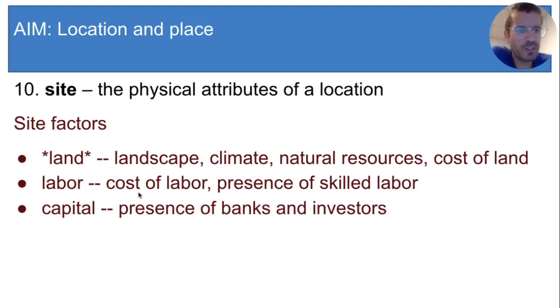Geographers identify two ways of discussing place: site and situation. These two terms are must-knows for the AP exam. Let's start with site, which refers to the physical attributes of a location. Site is characterized by land, labor, and capital. Land is the most common site factor you'll see in this class. It refers to the physical geography of a place, including its landscape, its water sources, and its climate, the natural resources that are available, like oil or coal, and the cost of the land. So to sum up, site is the physical attributes of a location, the things or characteristics that are found in that location.